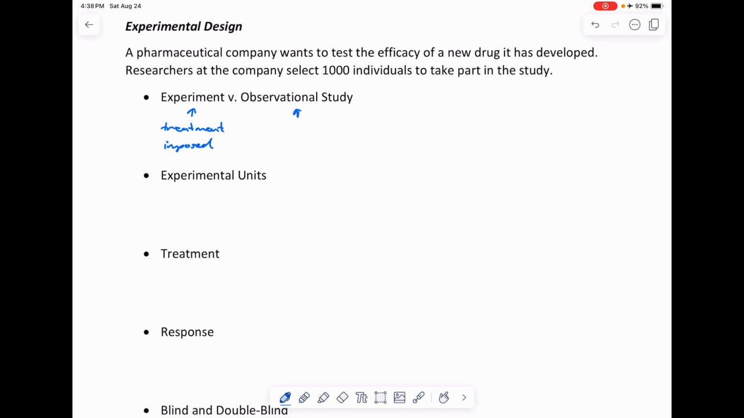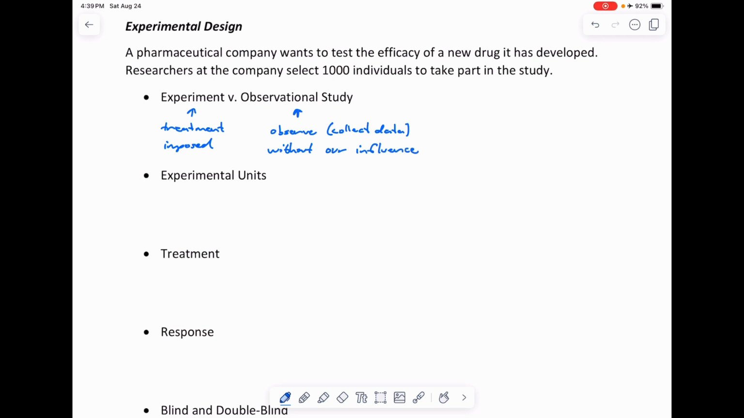An observational study is different. This is where we simply observe. Again, I know that's right in the word, but we observe or collect data without any influence. And I'll specifically say without our influence.